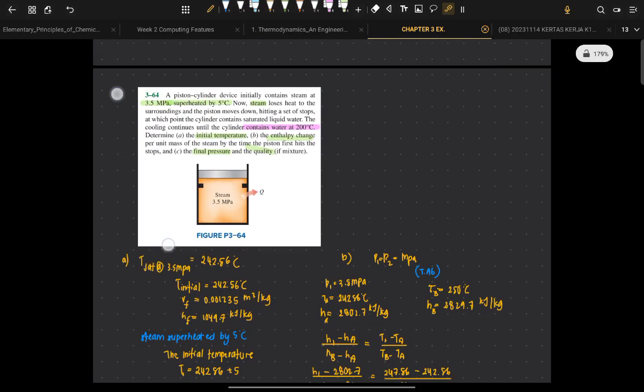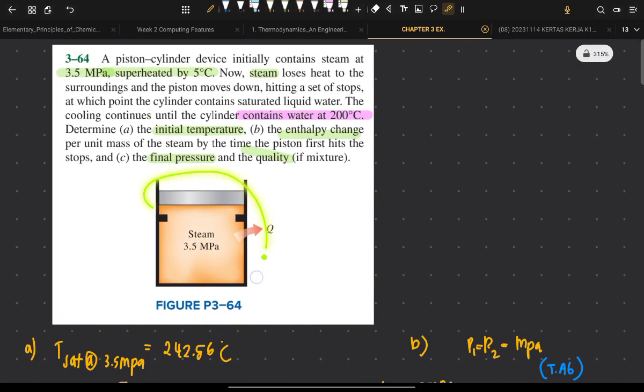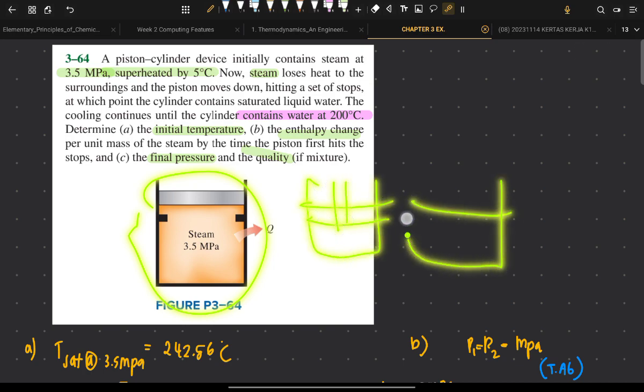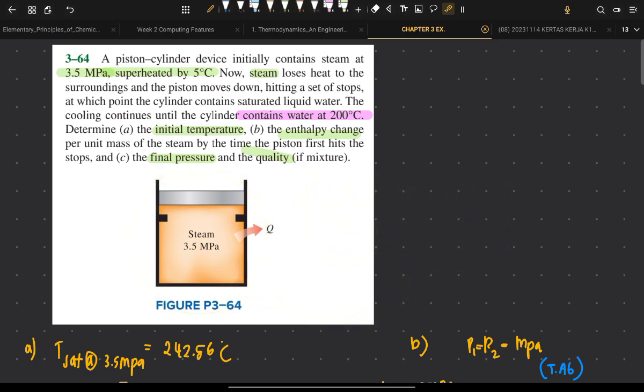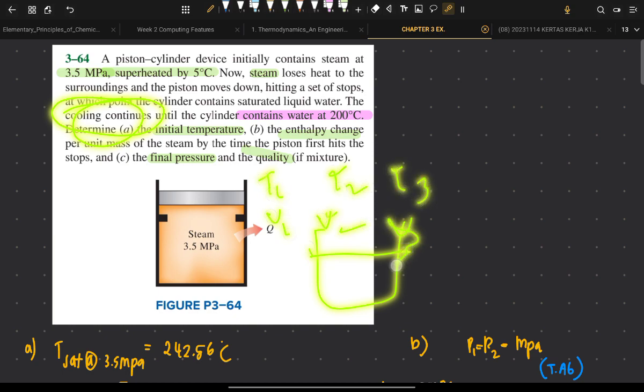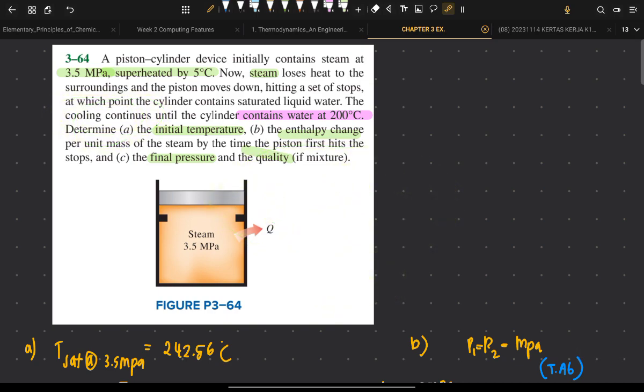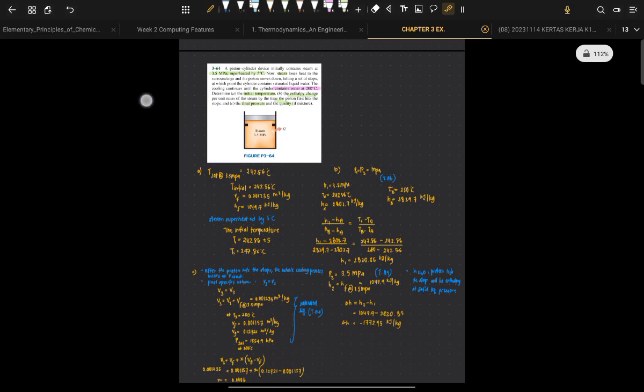Yeah, I think that's all, because for me the question itself might be complicated, but you need to understand the process of the piston first, which is from saturated to superheated, and then the cooling process continues. So it will have T1, T2, T3, V1, V2, V3. It will have three processes. So I think that's all for this question. Thank you.